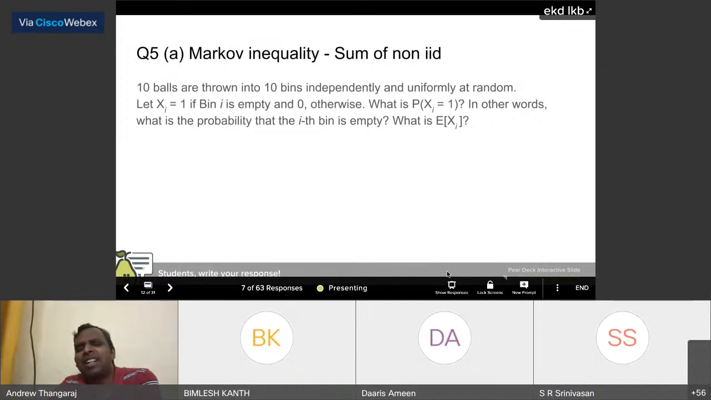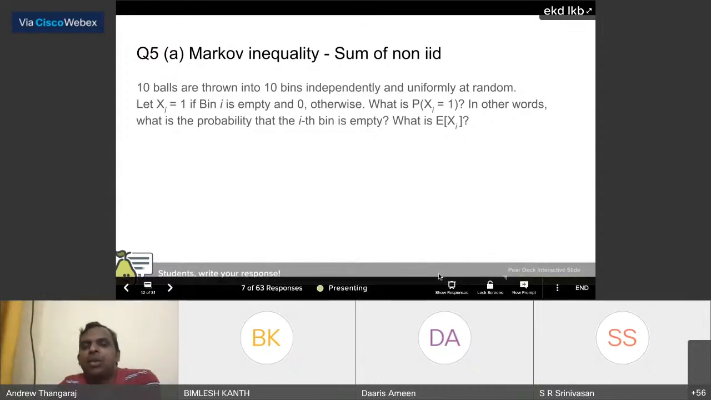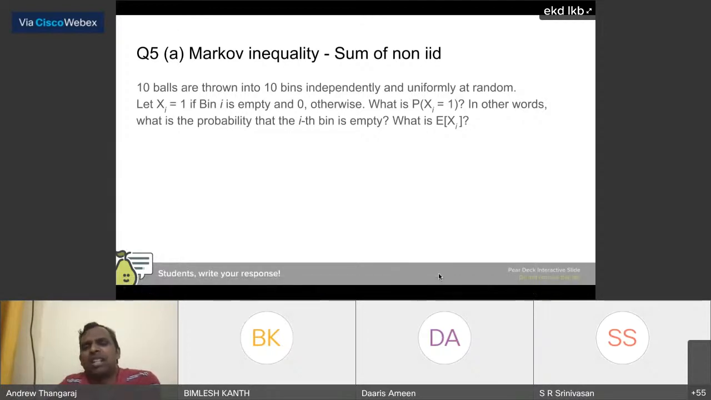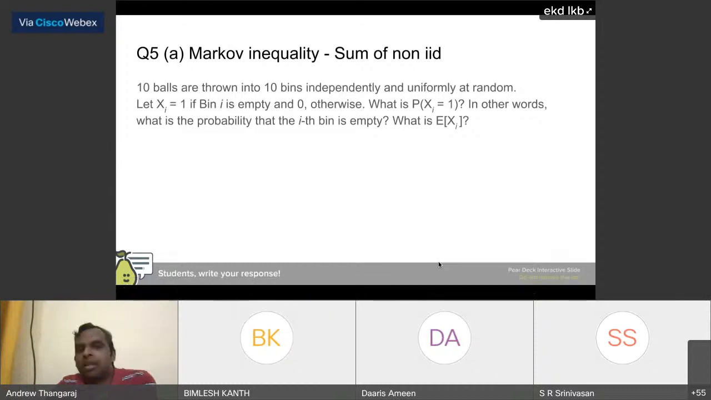Yeah, they could be identical. It doesn't really matter. I've told you already, it's independent and uniformly at random, whether you're throwing them into one of 10 bins. It doesn't matter whether the balls are identical or not. Everything goes independently, uniformly at random. So the first ball should not get into the ith bin, right? It can get into anything else. It cannot get into the ith bin.